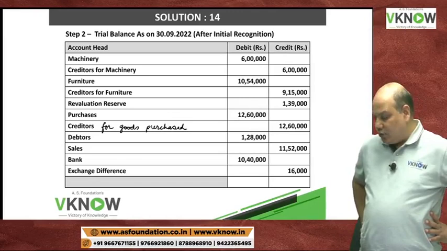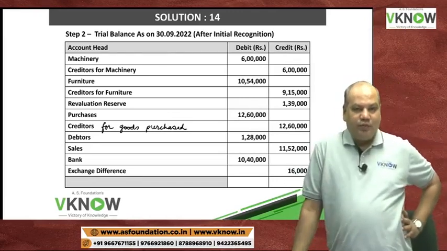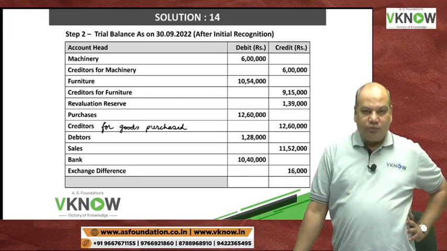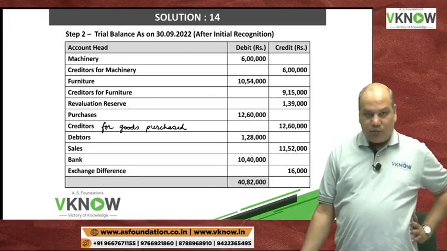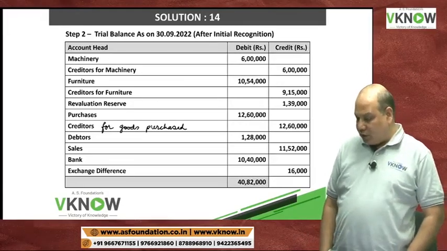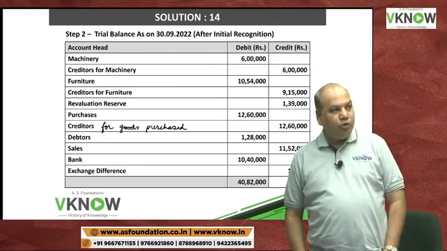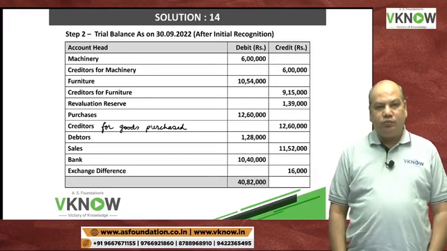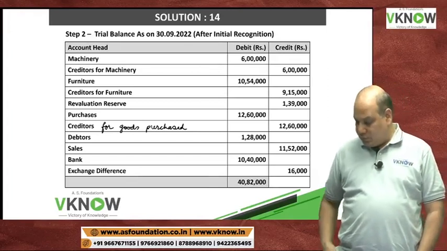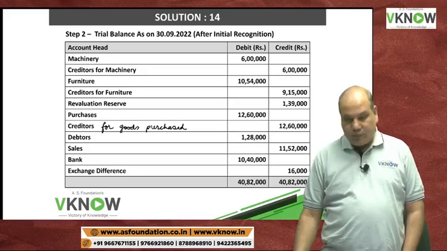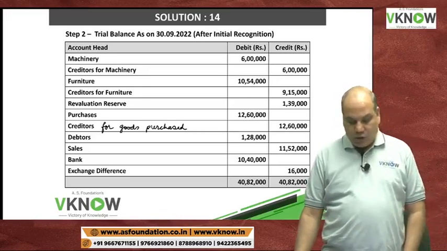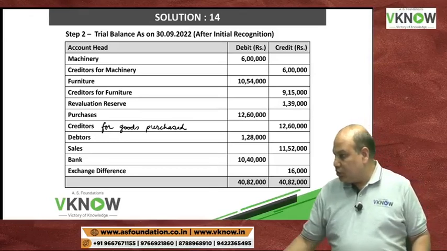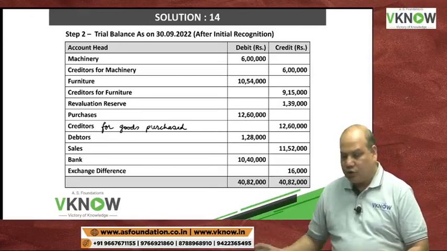Now the cross check is your trial balance should tally. Kindly suggest me whether your trial balance is tallying or not. Total of debit side, anybody? Total of debit side of trial balance is 40,82,000. And check the total of credit side. That is also 40,82,000. Please check. Check the total. Is it correct? Falak Mehta, right? 40,82,000.